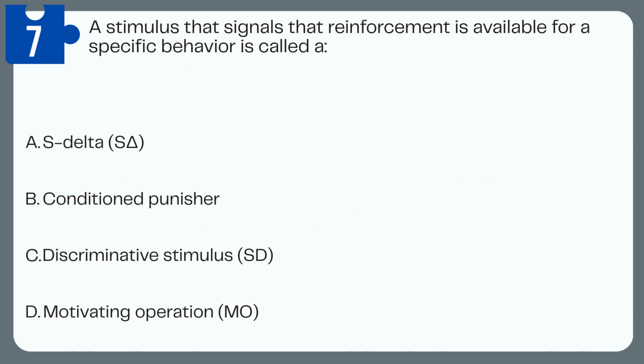Question 7. A stimulus that signals that reinforcement is available for a specific behavior is called a A. S delta, SD. B. Conditioned punisher. C. Discriminative stimulus, SD. D. Motivating operation, MO.